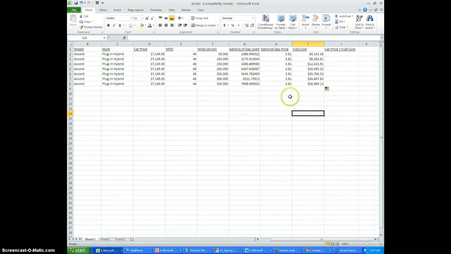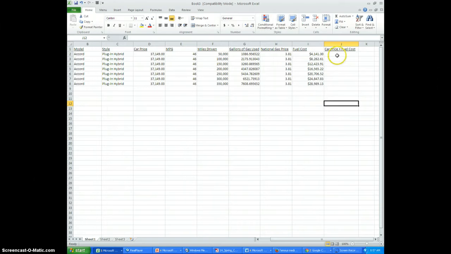All right, you see as you up your miles to 350,000, okay, the cost doubles here. It keeps adding 4,000 each time, or right around 4,100 each time you go 50,000 miles more. Okay, so obviously the price goes up as well. You're up to $28,000 in gasoline if you've driven 350,000 miles.